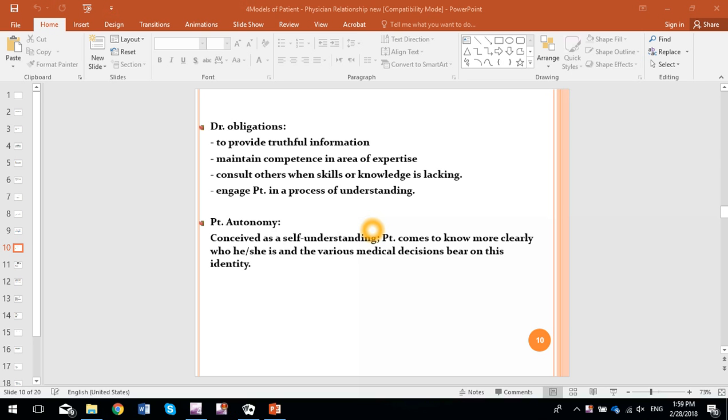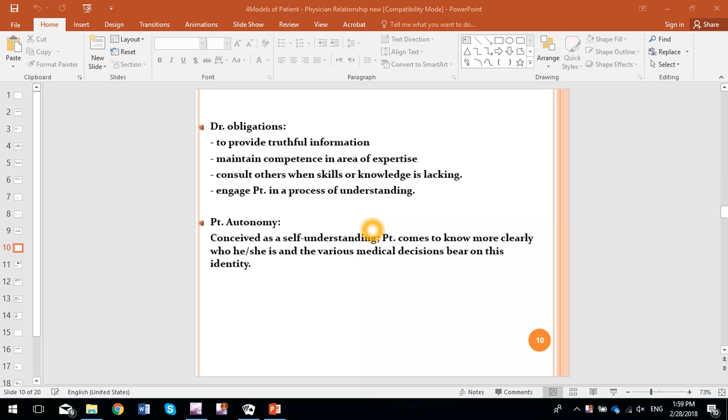The obligation in the paternal model is a collective orientation with the patient's interest first. The obligations in the informative model include the above three, but in the deliberative model, in addition to the above three, added is to engage the patient in a process of understanding.